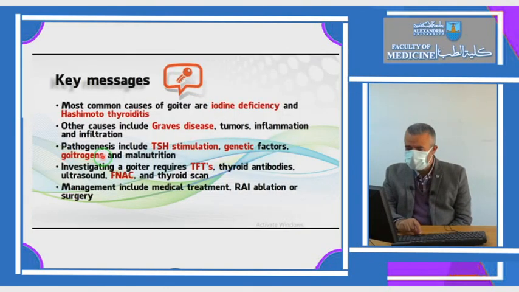So the key messages of the presentation are: the most common causes of goiter are iodine deficiency and Hashimoto thyroiditis. Other causes include Graves' disease, tumors, inflammation, and infiltration. The pathogenesis includes TSH stimulation, the most important genetic factors, the intake of goitrogens, and malnutrition. Investigating a goiter requires thyroid function testing, thyroid autoantibodies, ultrasound, fine needle aspiration cytology, and a thyroid scan. The management includes either medical treatment, radioactive iodine ablation, or surgery.